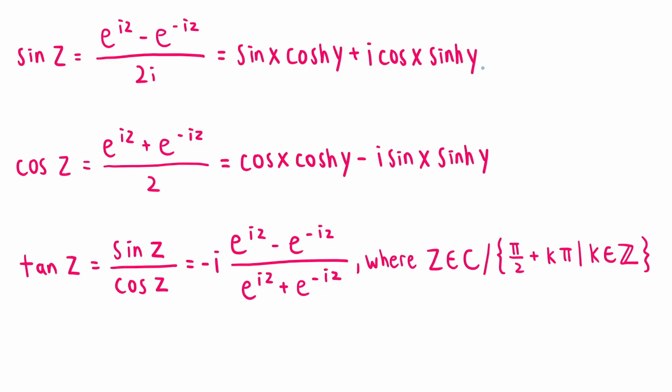This requires the use of the definitions of sine of z and cosine of z in terms of its real and imaginary parts, which I established in a previous video, which I will link in the description. It's also worth noting that tangent of z has a restricted domain, and is not defined for z values in the form pi over 2 plus k pi for all integer values of k.